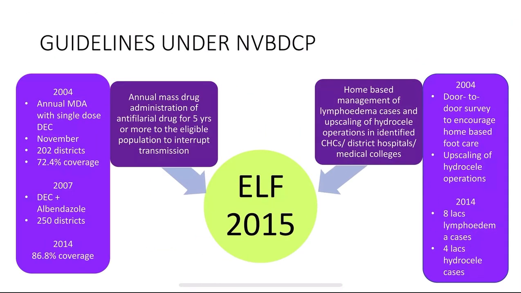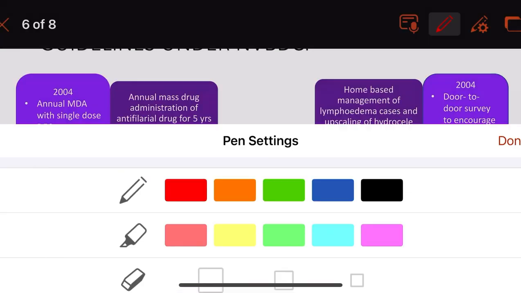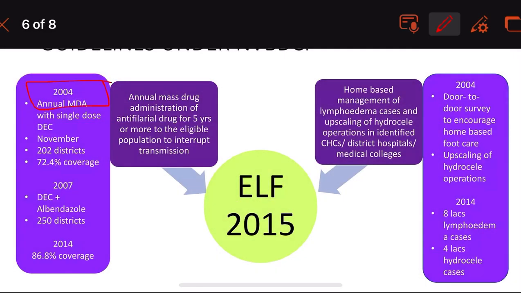So this is all about the guidelines. Very important, remember the annual mass drug administration and home based management. They did the door to door survey. These are the first two strategies you have to write. And then under strategies, including the guidelines, you will also add about the year 2004, what happened: the mass drug administration of a single dose of DEC tablets. And the second thing in 2004, door to door survey.